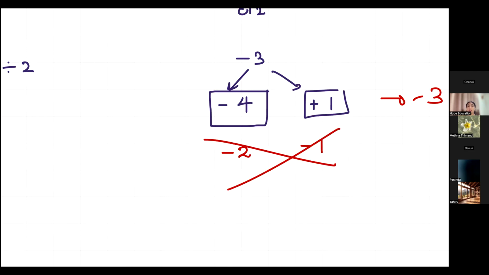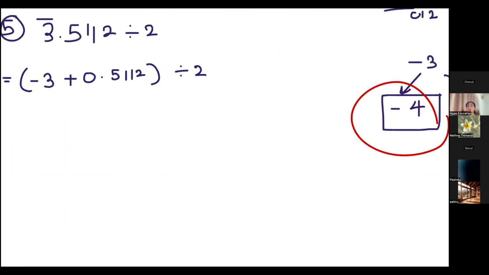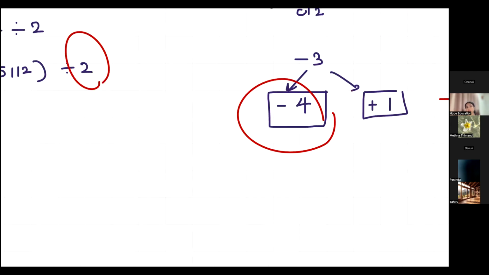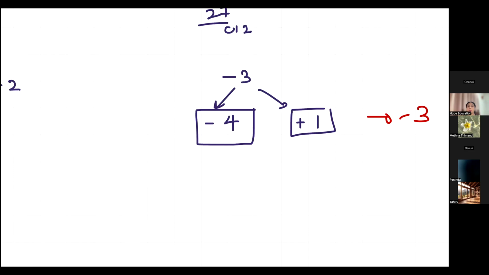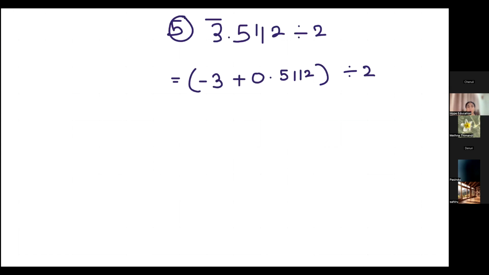Right? -4 is the right one. So -3 can be broken down to -4 plus 1, right? -4 plus 1 together forms -3. We have a negative characteristic perfectly divisible by the whole number. We have a positive characteristic. Those are our conditions. So -4 plus 1.